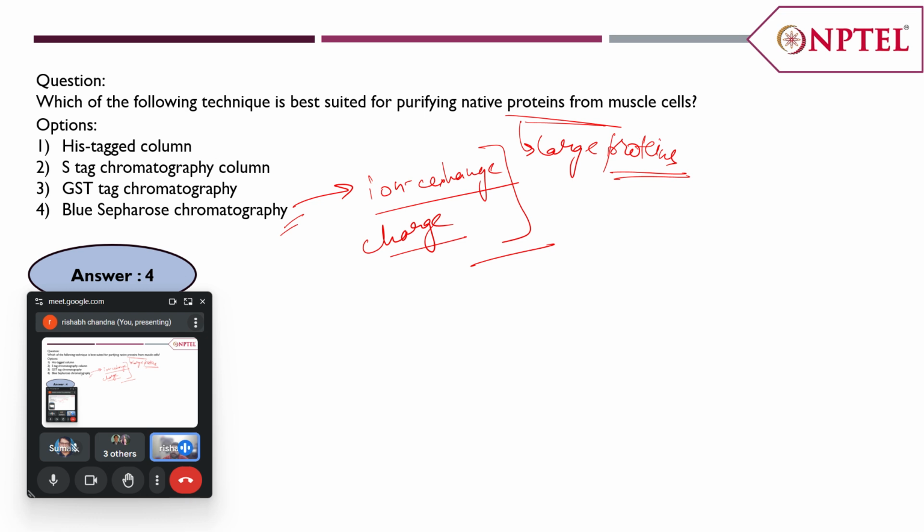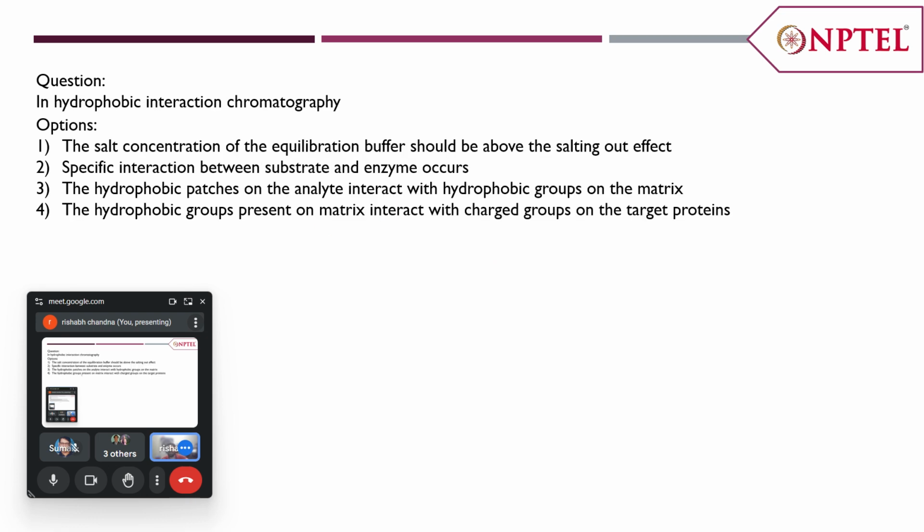Okay, so let's move on to the next question. In hydrophobic interaction chromatography, the salt concentration of the equilibration buffer should be above the salting out effect. Specific interaction between substrate and enzyme occurs. The hydrophobic patches on the analyte interact with the hydrophobic groups on the matrix, or hydrophobic groups present on the matrix interact with the charged group of the target proteins. What can be the correct answer?